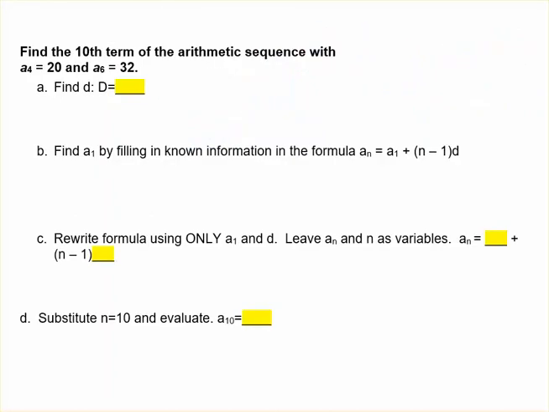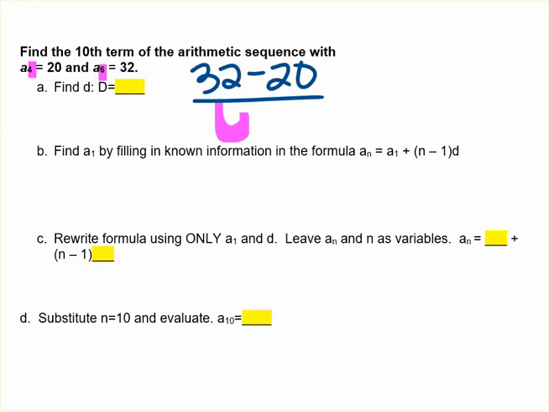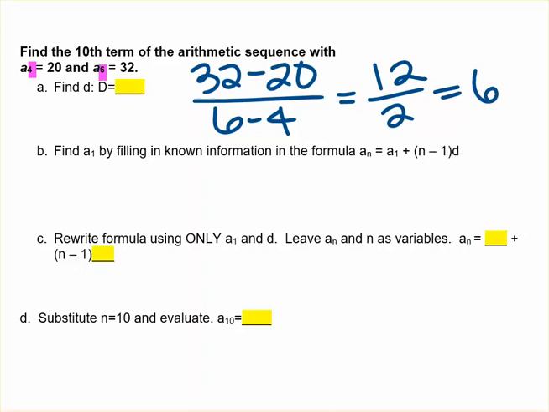Let's try a similar one, written in a slightly different format. Here, we want to find the 10th term of an arithmetic sequence where a sub 4 equals 20 and a sub 6 equals 32. Again, we're going to start by finding the difference. So we'll take 32 minus 20 divided by, I had the 6th term and the 4th term, so I would take 6 minus 4. So my top, 32 minus 20, is 12 over 2. So my difference must be 6.